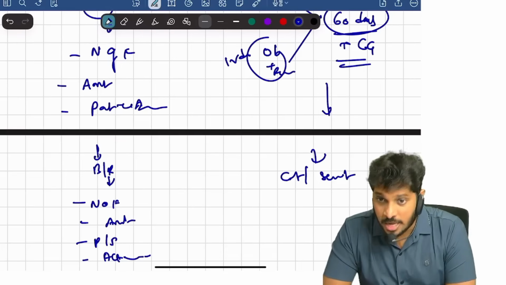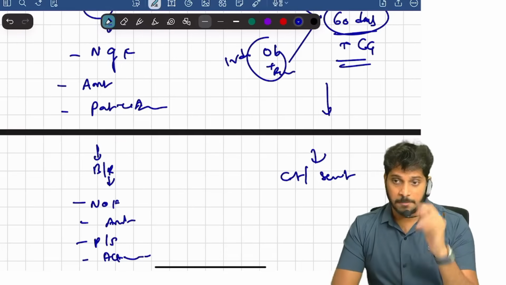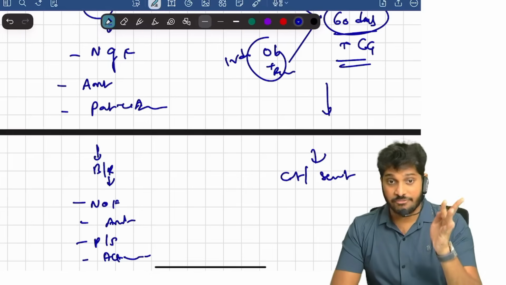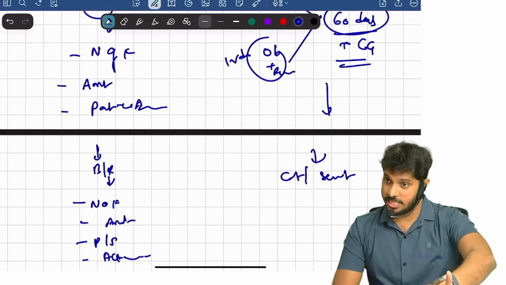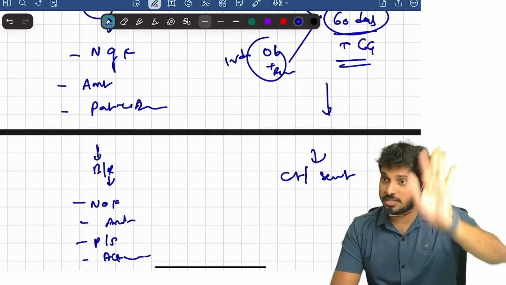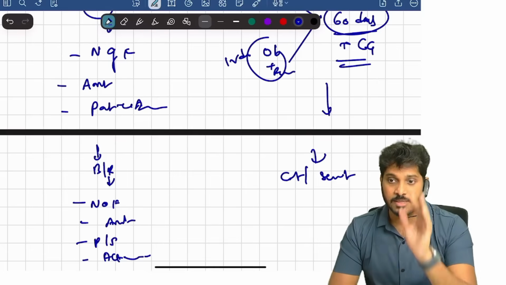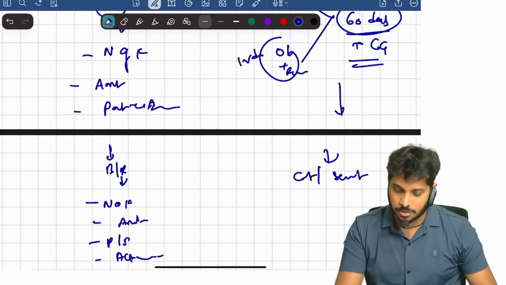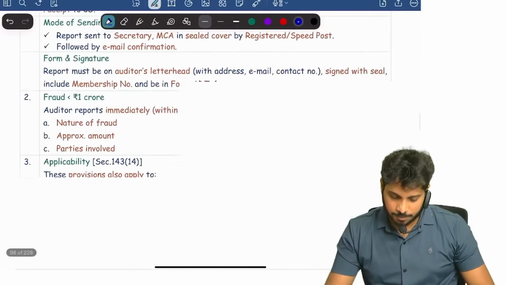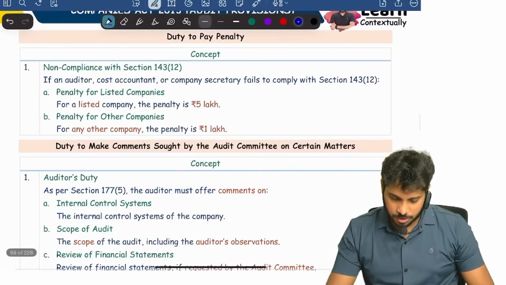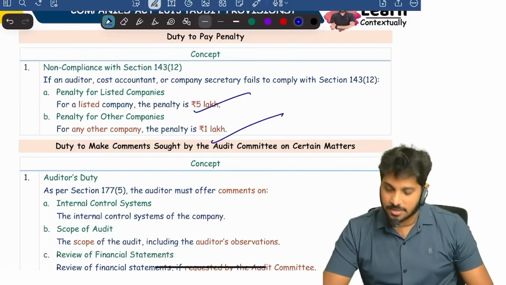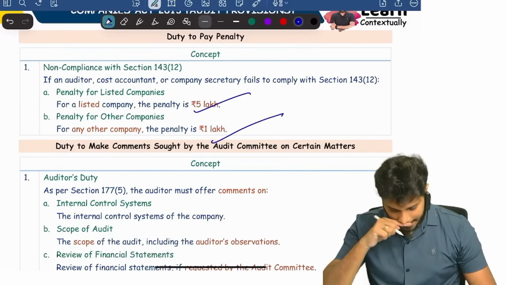Are you clear? Suppose the main auditor or cost auditor or secretarial auditor fails to discharge these duties, in case of a listed company the penalty is 5 lakh, in case of an unlisted company the penalty is 1 lakh. Are you clear? So if they fail to comply with that, how much is the penalty applicable? 5 lakh and 1 lakh. Are you clear? Next.